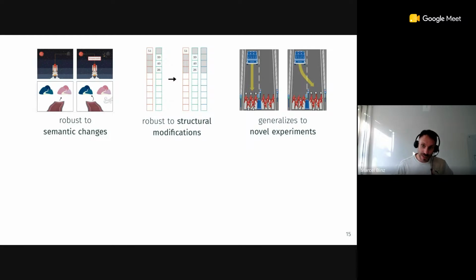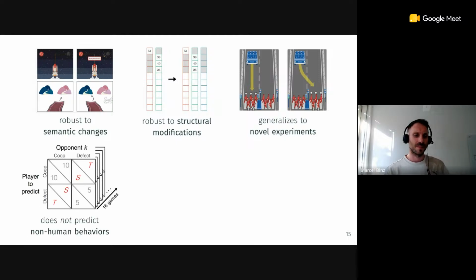We also found that it can generalize to completely novel experiments. In the original paper, we have shown this on roughly 10 new experiments that were not part of the training data in any shape or form. But by now, we have repeated this kind of analysis on hundreds of different experiments, and found very strong generalization, even to completely unseen settings.